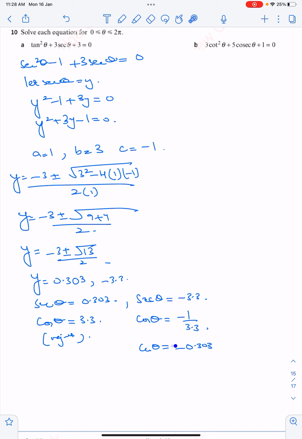Now I have to keep the mode in the radians mode. So cos inverse of the answer, it's giving me 1.26. The basic angle is 1.26. I have to look for it in all the quadrants, but where cos is negative, that means the second and the third quadrant. So one answer is going to be pi plus 1.26, which is 4.40 up to 3 significant figures, and one answer is going to be 2 pi minus 1.26, which is 5.023.